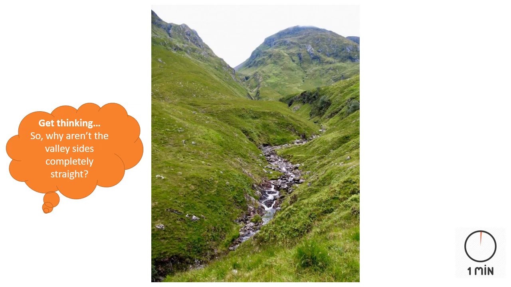There we go. So why are the valley sides not completely straight? By that I mean, why at the side of the rivers do they not go straight up as I'm illustrating on the screen now? Why does it not look like that? If that's the land and that's the land, why is there this V shape here? Have 1 minute thinking on that. You can pause the video now.